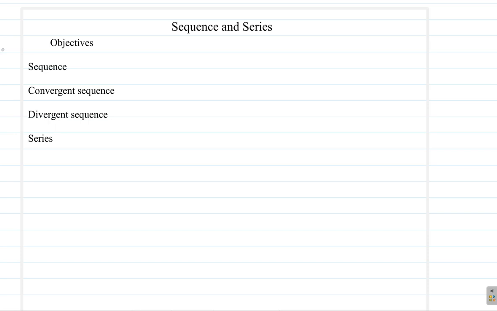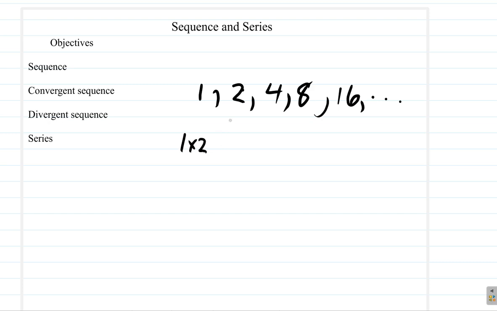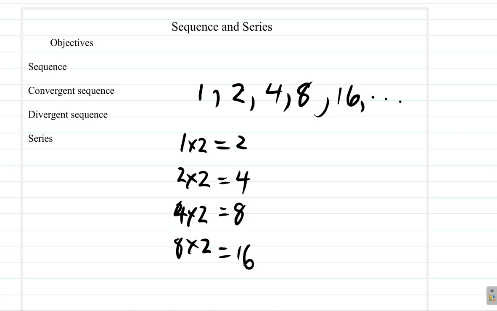And by the way, let us look back at this sequence: 1, 2, 4, 8, 16, and so on. You can say 1 times 2 gives you 2. Then 2 times 2 gives you 4. Then 4 times 2 gives you 8. Then 8 times 2 gives you 16. So 1, 2, 2 twos are 4, 4 twos are 8, 8 twos are 16.